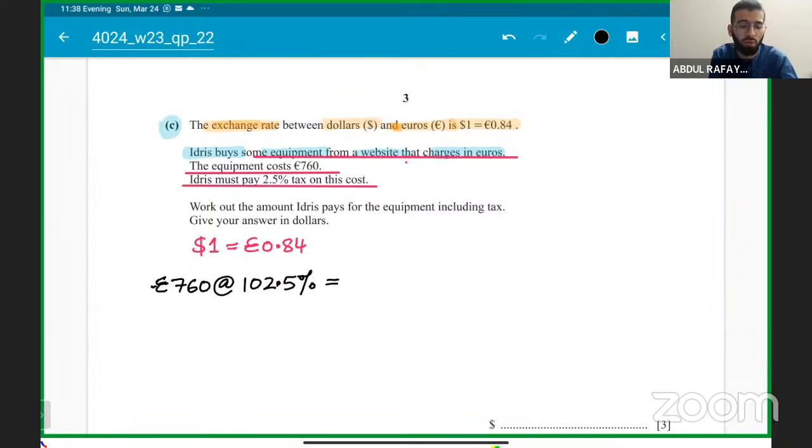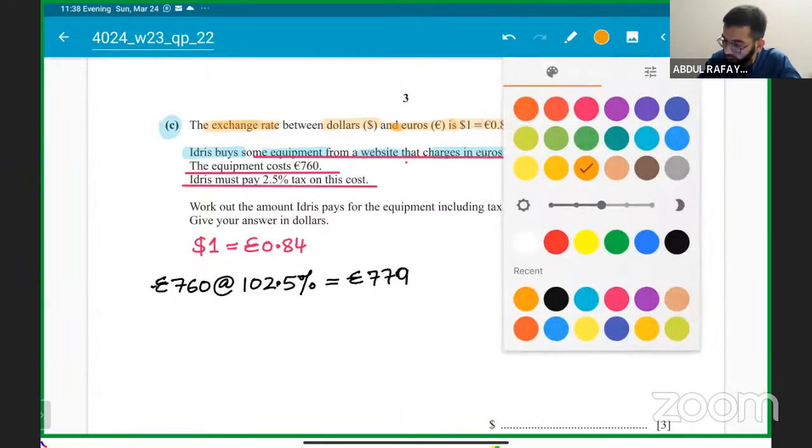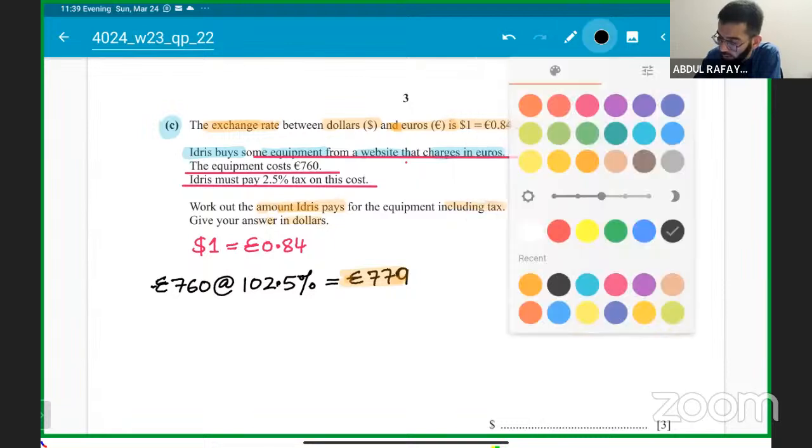Cost is 100%, sir, and 2.5% is the tax added on it, so it will be 760 into 102.5%. So it comes to 779 euros you have to pay for the equipment. In terms of euros, it is 779. Work out the amount Idris pays for the equipment including tax. You have to give your answer in dollars. It's very simple. After this, you convert it.